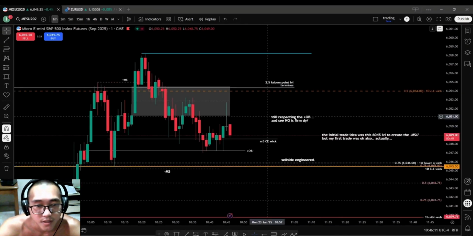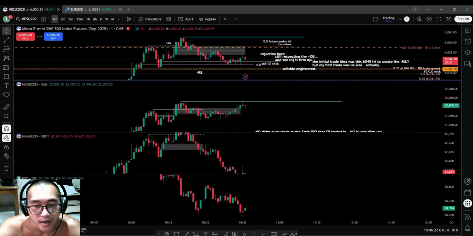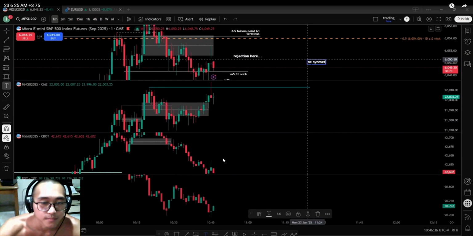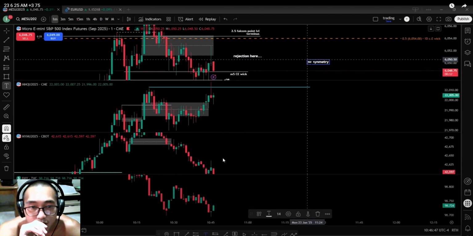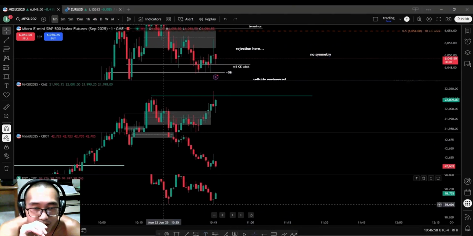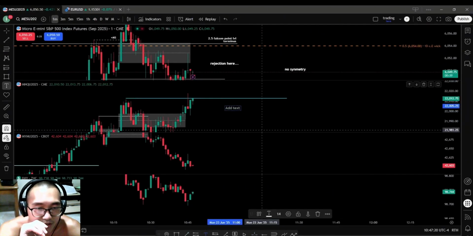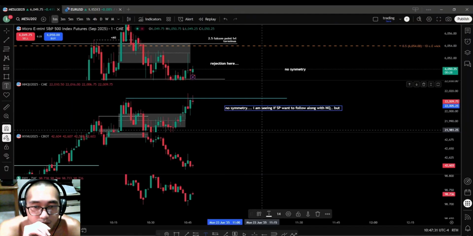Nasdaq cleared the high, the new high. Nasdaq is the only one that cleared the highs. So right now we literally have no symmetry. When there's no symmetry, it means we are in a high resistance condition. That's why you see the price action is so sloppy here.